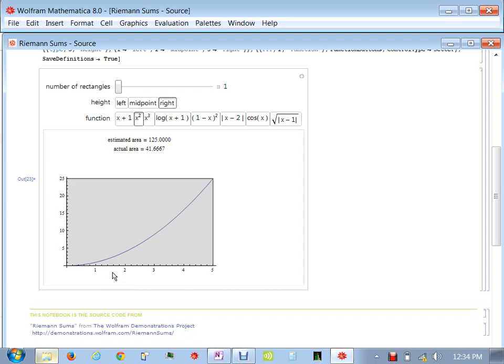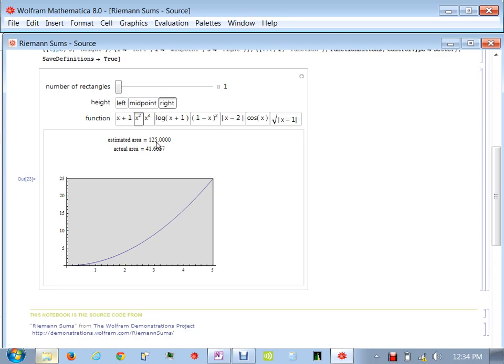Right now, I have one rectangle. And it's the one where I go all the way to the end. I go up and I measure over. And I've got this big gray area, right? Now, what the computer has here, I hope everyone can see this. The computer has the estimated area. So that 125 is the gray, okay? The 41.667 is the real area. And we're not going to talk about where that came from, okay? But that's the real area under there right now.